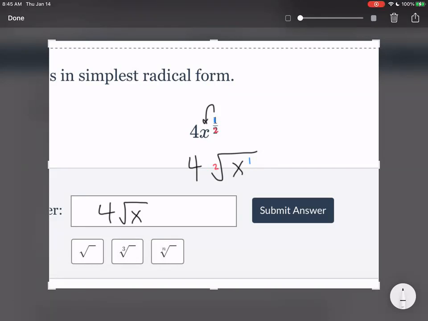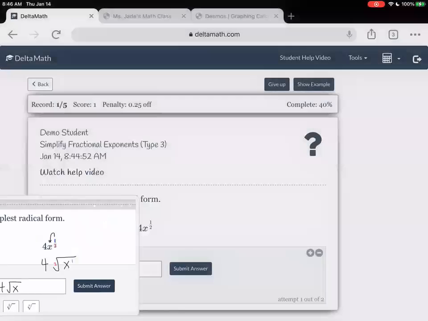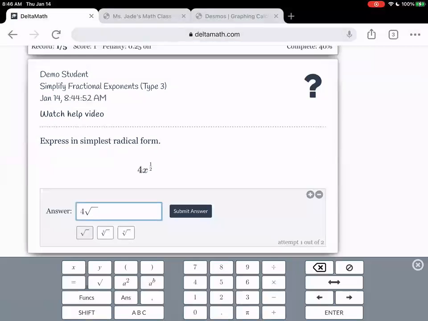All right, any questions on this one? I'm going to pause the video. All right, 4 times square root of x. 4 square root x.